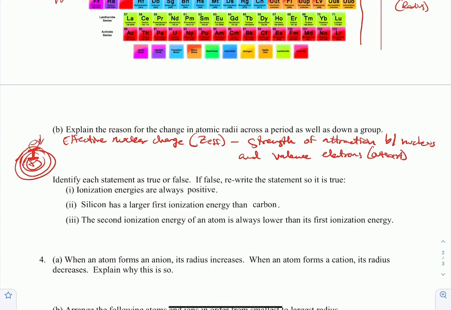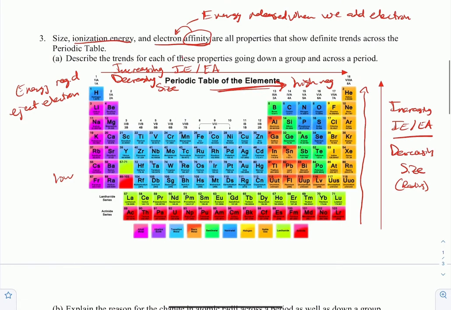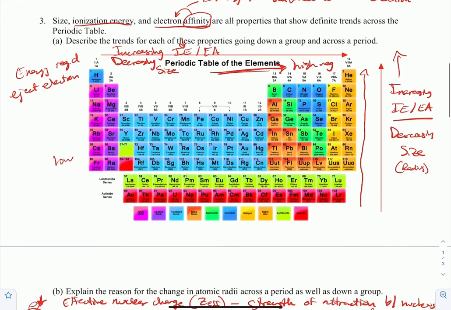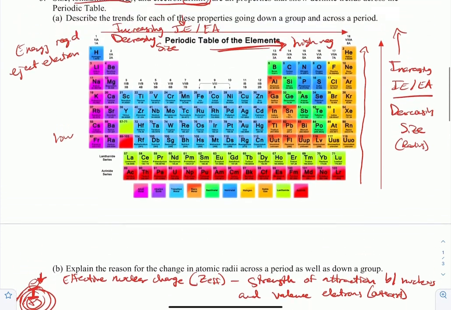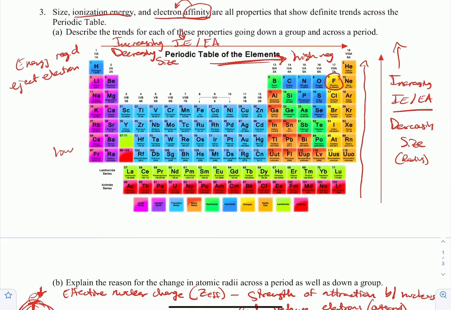Now, you can imagine that if this attraction is really strong, it's going to be harder to take away the electron. That's the whole concept behind ionization energy: when we're trying to take away an electron, if we have a strong effective nuclear charge, it's harder to take away. So that's why ionization energy increases as we go up. Let's see why fluorine would have more than chlorine.